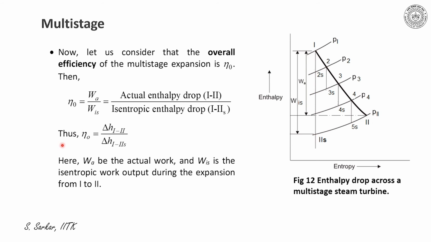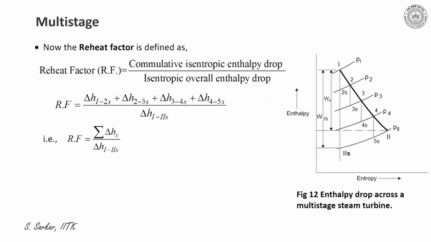So I have indicated here eta 0 is equal to del H12 divided by del H12S. I've already discussed reheat factor while presenting axial flow compression. Now let me explain again.